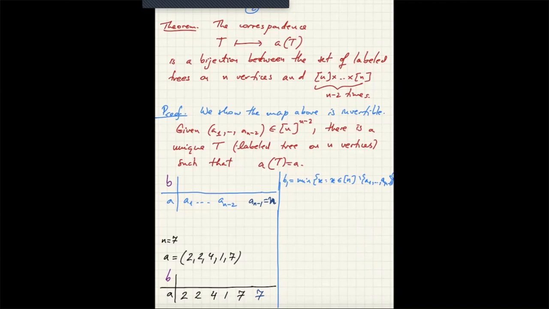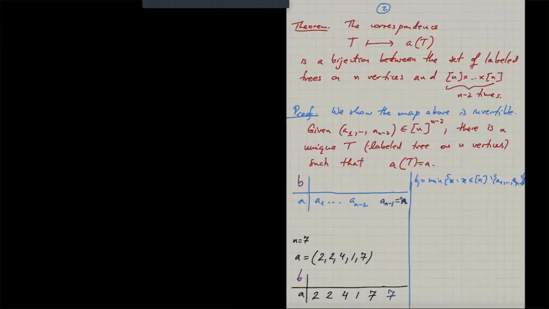That's pretty clear. What I want to show you is that if you're given an order n minus 2 tuple of the form written below, a1, a2, up to a_{n-2}, there is a unique labeled tree T such that the Prüfer code of T equals a. So you can reverse the procedure, and from any n minus 2 tuple, you can get an associated tree. So how does it work?